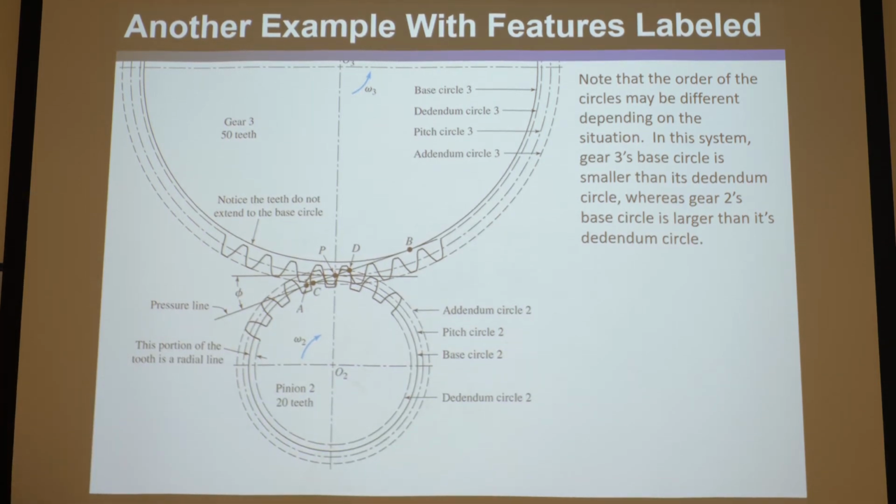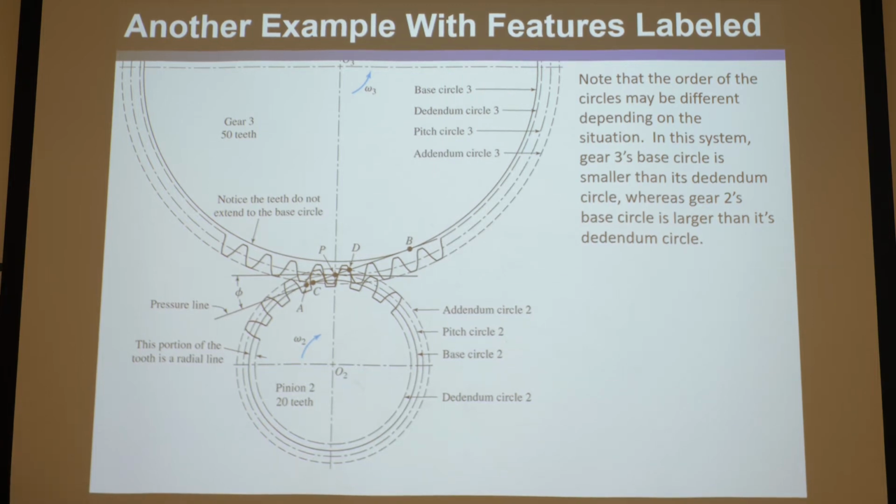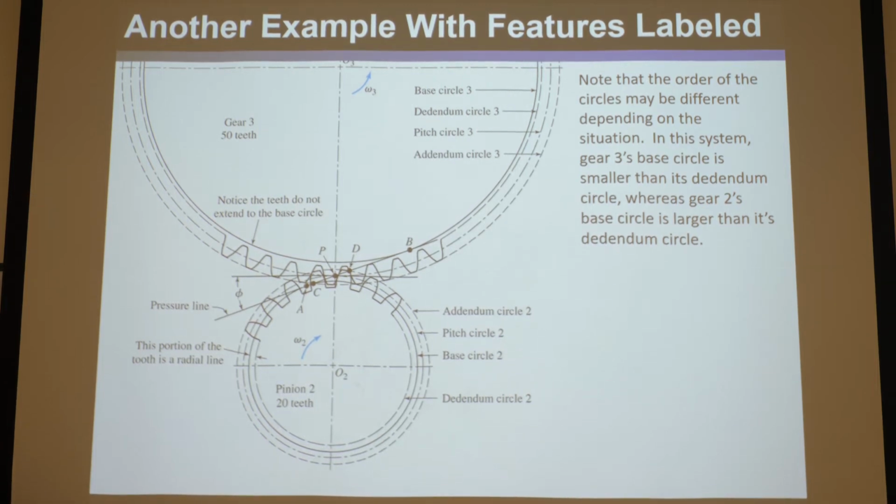They could have even cut the addendum circle in further if they really wanted to. But the point is, in this case, it goes base circle first, then dedendum, then pitch, then addendum. So don't think you can just memorize the order of the circles. They swap order depending on the scenario. You just need to know how they're defined and where they come from.